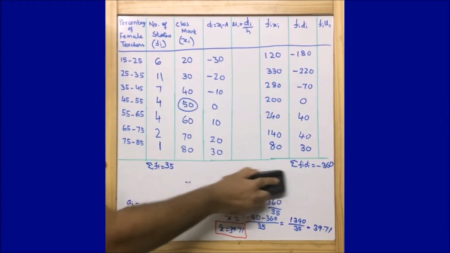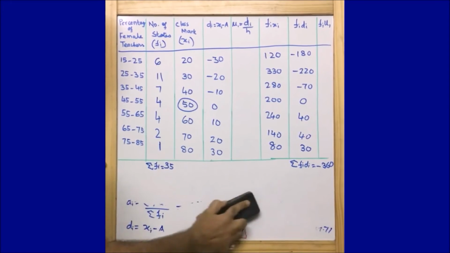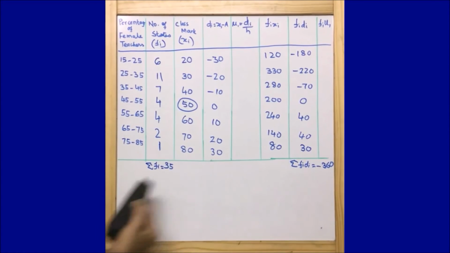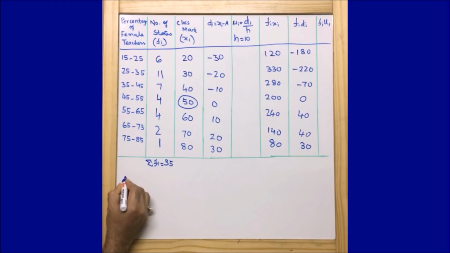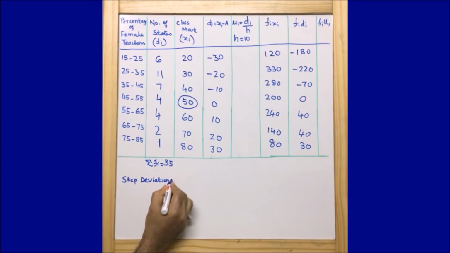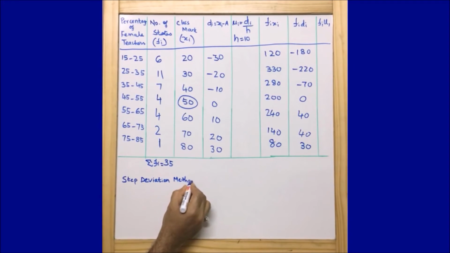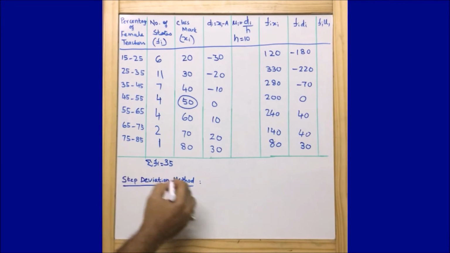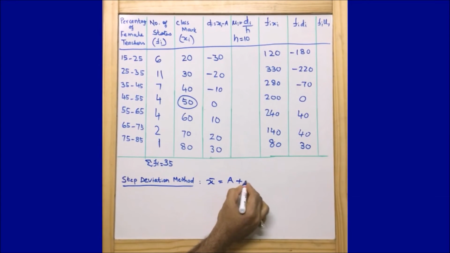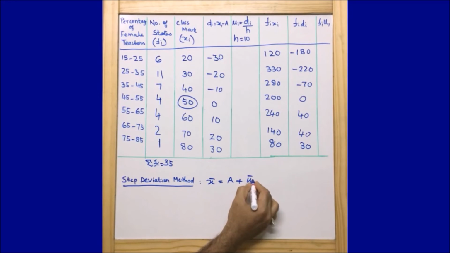We will first write the formula for the step deviation method, so that we can understand what we are going to do. Step deviation method, and this is our last method. Coming to the step deviation method, the formula we can write here is mean is equal to a plus mean of ui into h.